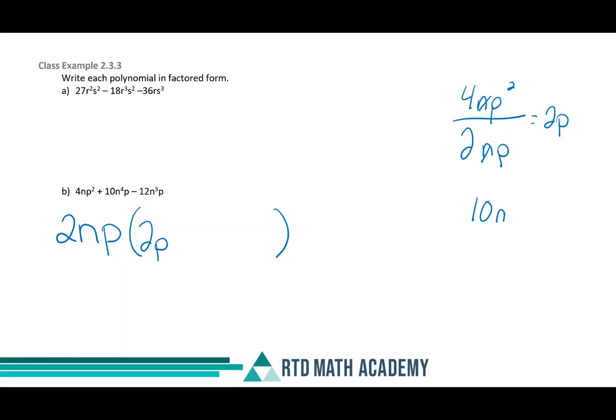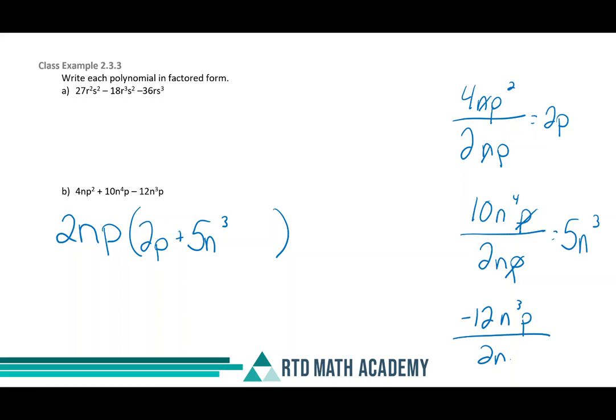Next, I'm going to take 10n to the power of 4p, and I'm dividing it by my greatest common factor of 2np. 10 divided by 2 is 5. If I have 4 n's on top and 1 on the bottom, I'm left with 3 left over. And the p's cancel each other out, so I'm left with positive 5n cubed. Next, I have negative 12n cubed p, and I'm going to divide that by my greatest common factor. Negative 12 divided by 2 is negative 6. I've got 2 n's left over because 1 cancels each other out, and the p's are gone, so I get minus 6n squared.